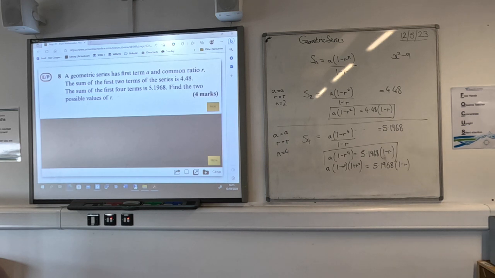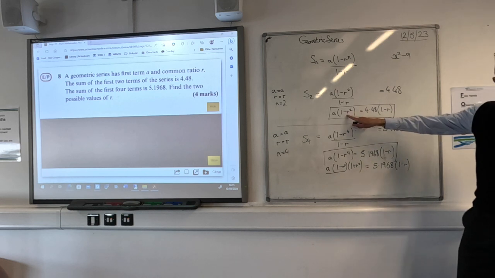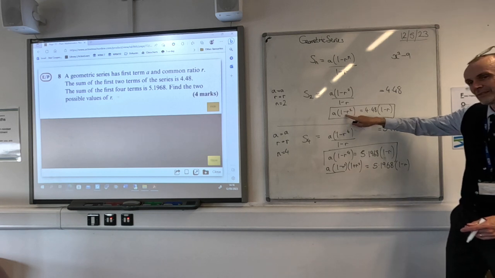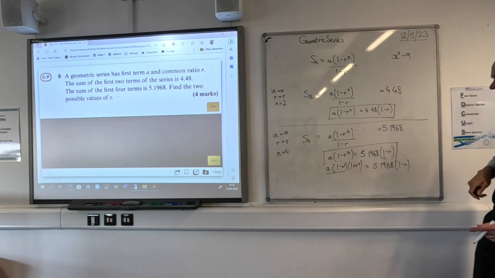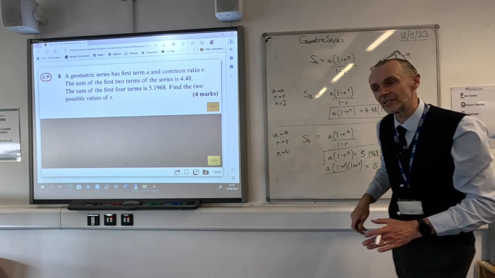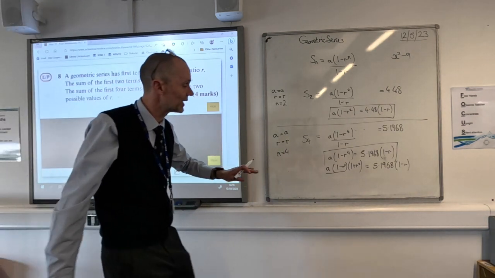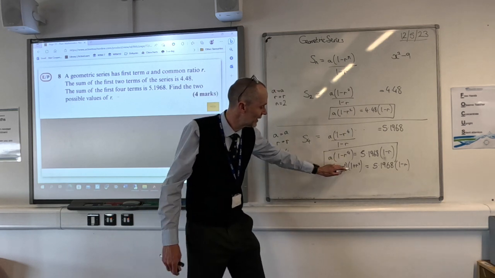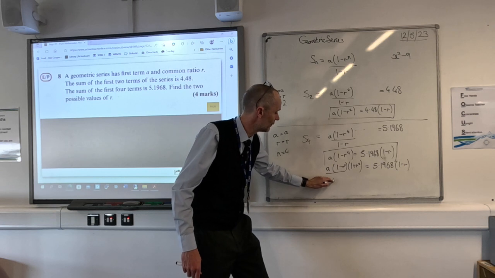And then what can I do? Well, look, this thing here features there. So I can replace that with that. And that means all of a sudden I've got no a in my equation. I'm now down to an equation with just 1 missing value. So I'm now going to look, having factorised that, this thing here is the same as that. So I'm going to replace it with 4.